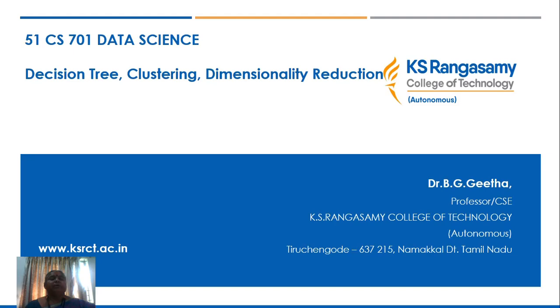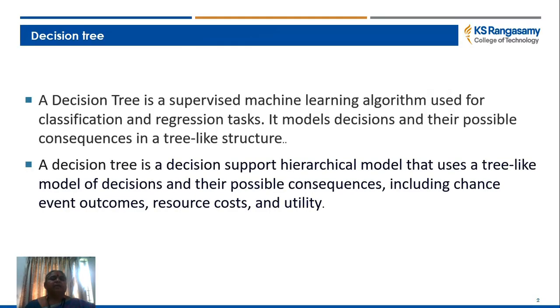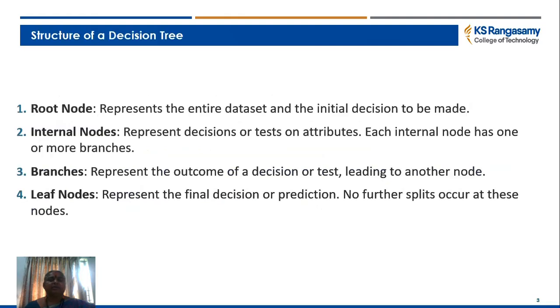Today I am going to speak about data science 51 CS 701: decision tree, clustering, and dimensionality reduction topics. A decision tree is a supervised machine learning algorithm used for classification and regression tasks. It models decisions and their possible consequences in a tree-like structure. It supports a hierarchical model that uses tree-like models of decisions and their possible consequences, including chance event outcomes, resource cost, and utility.